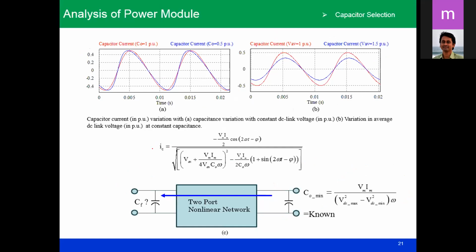Another analogy is the capacitor current. Because it depends upon the voltage as well as the impedance, you see that when you change the capacitor at the DC link voltage, the capacitor current changes much. And if you change the capacitor value here, then you see that the voltage does not change much. So you are allowed to change this capacitor. That is the conclusion.